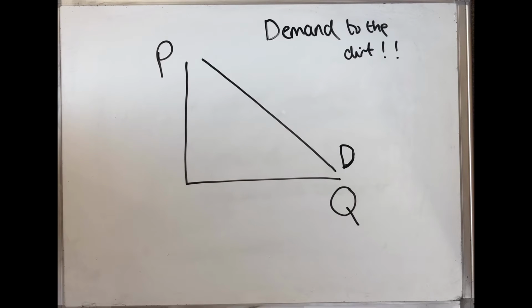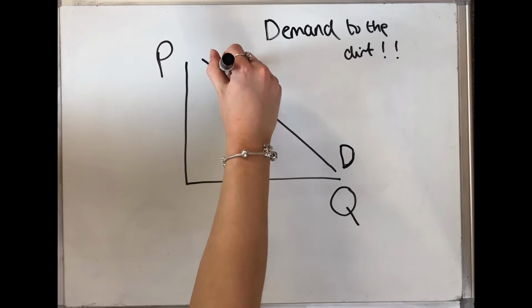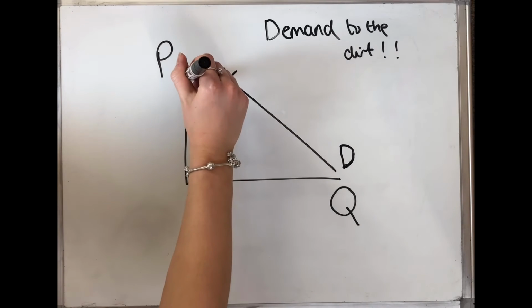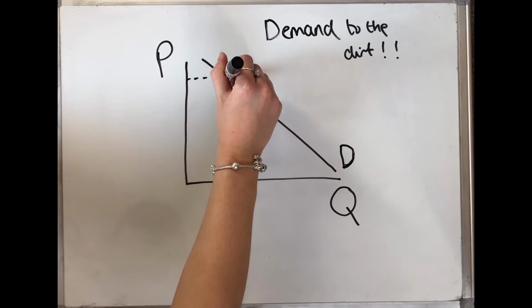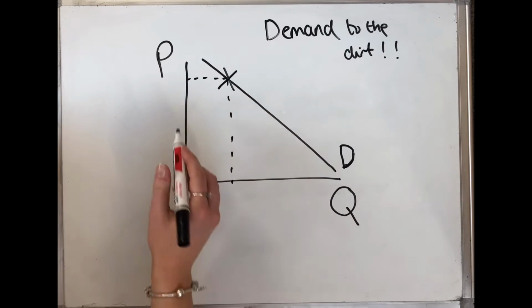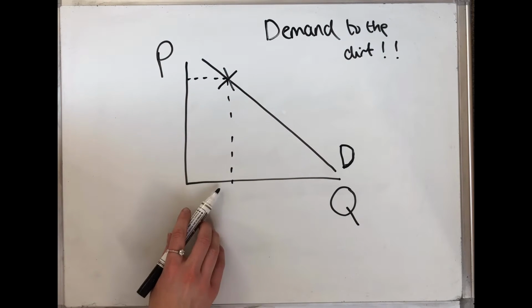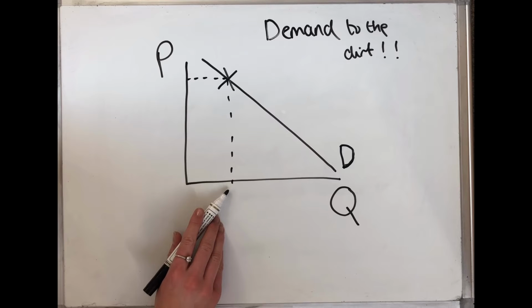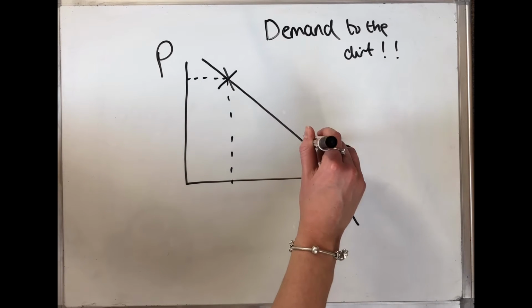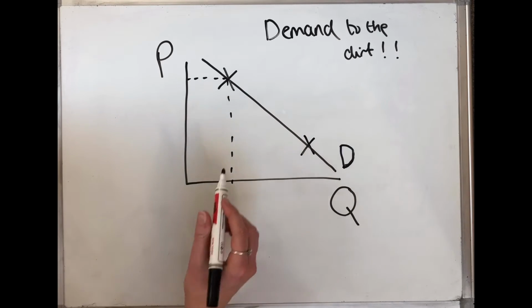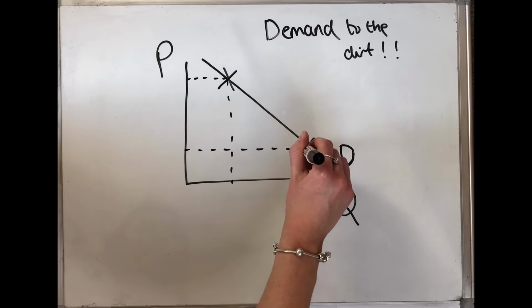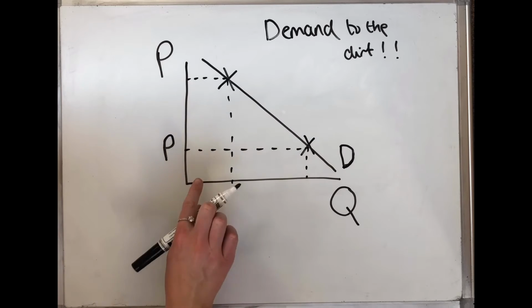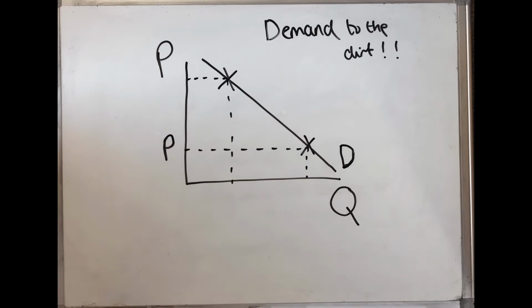If I was to plot a point on the demand curve, let's say here, and draw across to where it crosses both axes, so where it crosses both price and quantity, we can see that as the price of the product is high, there is a low quantity demanded of that product. Now, if I draw another plot there and draw across again, we can see that the price is much lower this time, and there's a much higher quantity demanded.